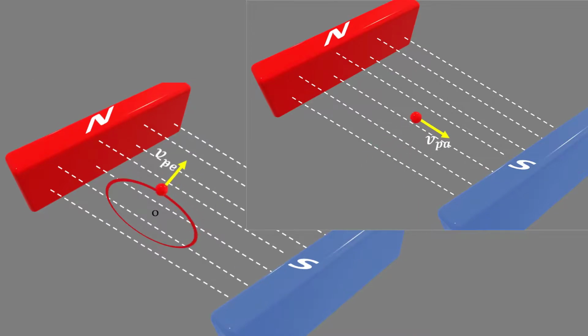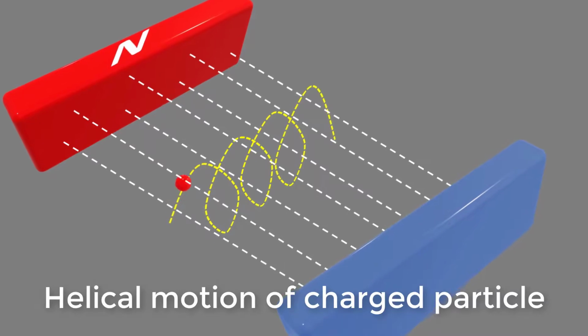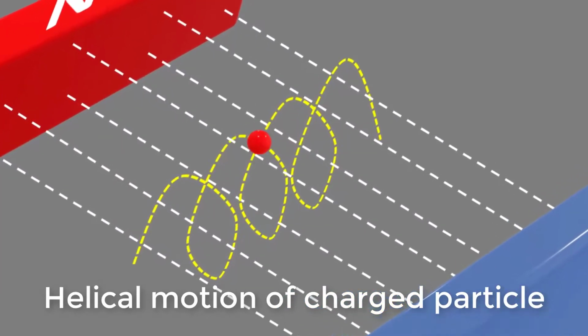The real motion of the charged particle is because of the combination of these two components, circular motion plus linear motion, which we call helical motion. So, when a charged particle enters a uniform magnetic field, it experiences a helical motion.